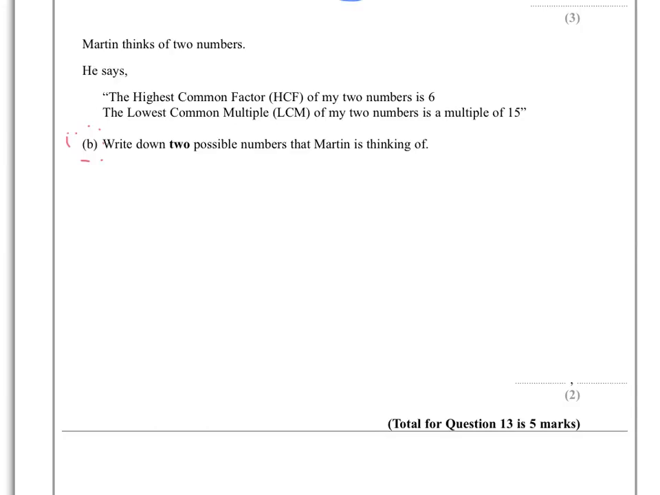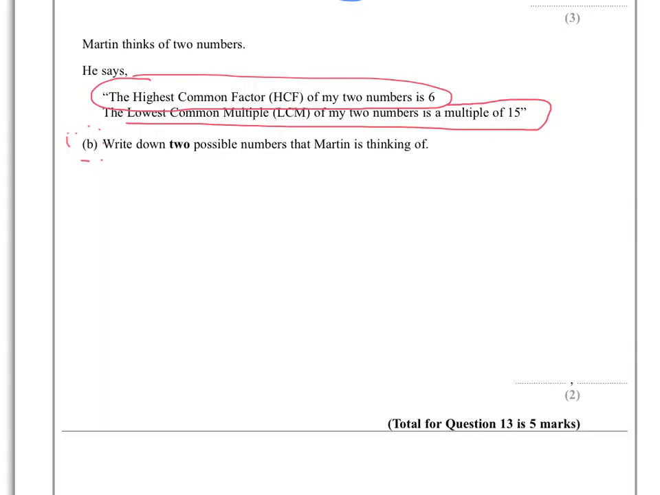Now part B, bit of a horrible question this, but again it's something that we can do. So we're thinking of 2 numbers. The highest common factor of the 2 numbers is 6. And the lowest common multiple of the 2 numbers is a multiple of 15. So let's break that down. The highest common factor is 6, so we're thinking of 2 numbers that are in the 6 times table, because they've both got 6 as a factor. So that's one thing we can do to start with, is look at the 6 times table. And the lowest common multiple is a multiple of 15. So that means they both fit into a number which is in the 15 times table.